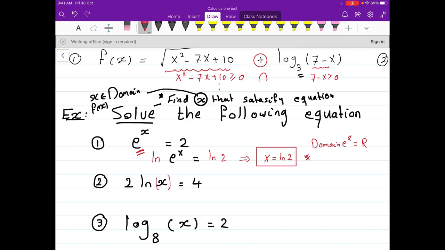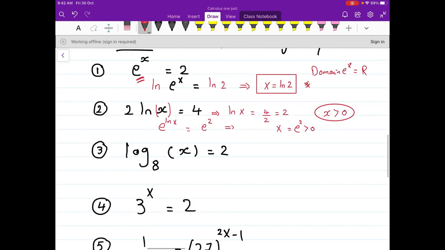Now, 2 ln x equal 4. Notice x is inside the ln. What is the condition of x? x must be positive. Before you solve the equation, the domain must be positive. If you get x negative, we reject it. Now, how can we solve this equation? Divide by 2, you get ln x equal 4 over 2, which is equal to 2. Take e to both sides, so we get e to the power ln x equal e squared. This is equivalent to x equal e squared, and e squared is positive. Since inside the ln must be positive, if you get a negative number, you reject it, okay?